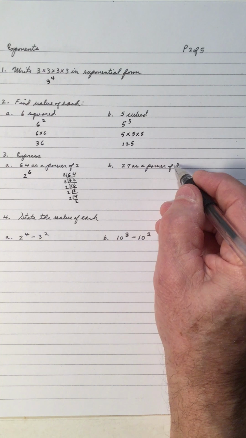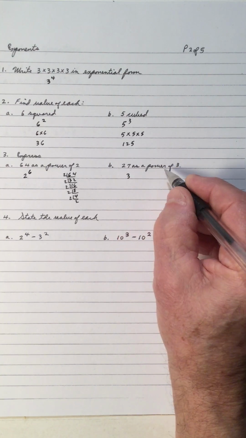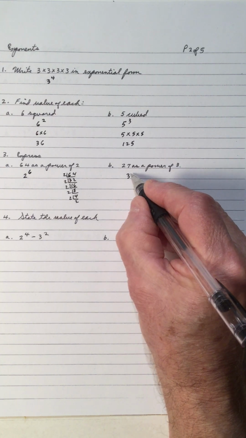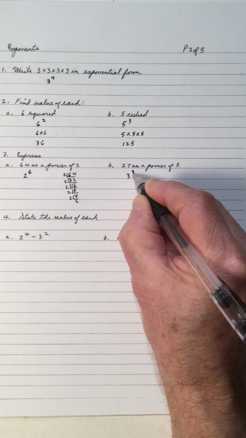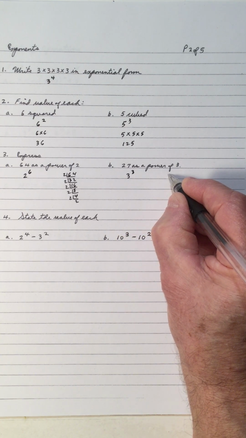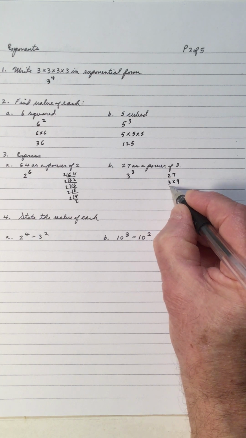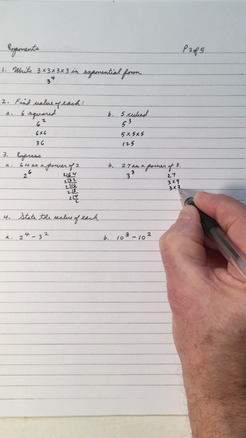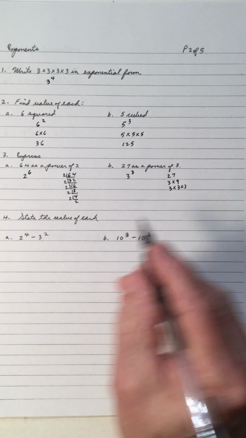27 as a power of 3. So 3 to the what power? Now you can go along and say 3 to the 1 is 3, 3 squared is 9. Oh, 3 cubed, 9 times 3. So it's 3 cubed. Or you can say 27 is 3 times 9, and 9 is 3 times 3, which is another way to do it.